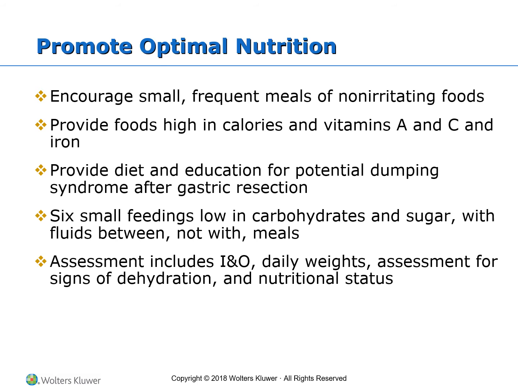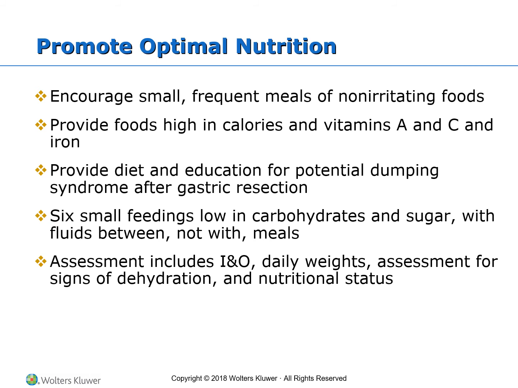Make sure that they have optimal nutrition. Generally recommend 5 to 6 smaller meals instead of 3 larger meals, and make sure the foods aren't irritating, because that will help them to get in more calories. They need food high in calories, vitamins A and C, and iron, and generally lower in fat if you can. You're going to educate them on dumping syndrome, especially if they opt to have a gastric resection. And you're going to monitor their weight to make sure they haven't lost too much weight too quickly.